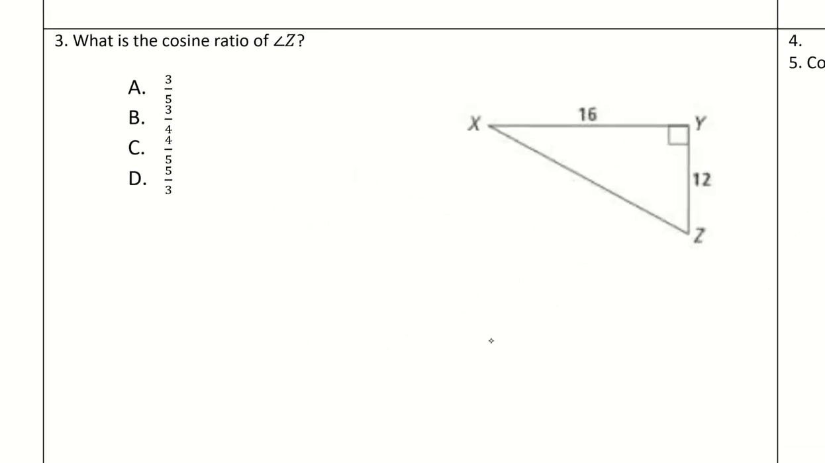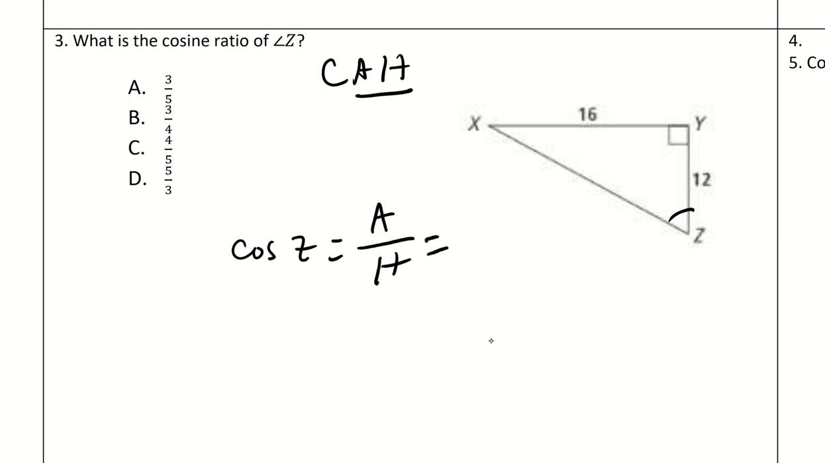All right, number 3, what is the cosine ratio of Z? So SOHCAHTOA. We got cosine of Z equals adjacent over hypotenuse. This is adjacent, this is hypotenuse, or this is opposite, sorry. This is hypotenuse. So this one we actually had to find the hypotenuse because they don't tell us. But it's not too bad.